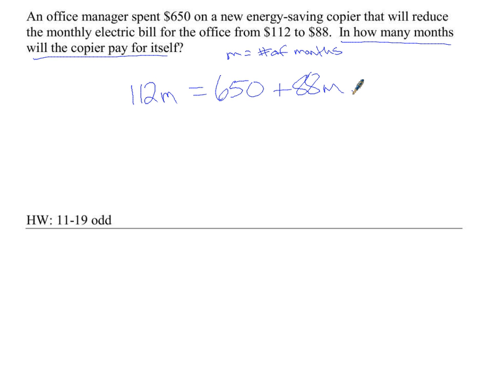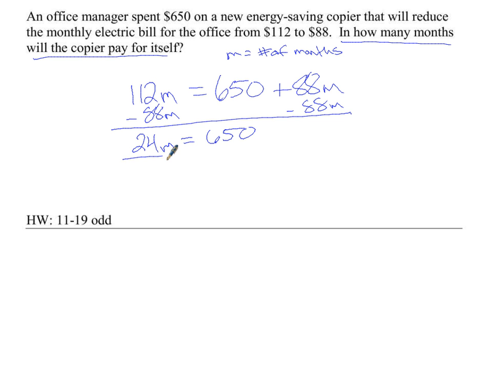What should we do? Yep, subtract the 88M from both sides. We want to get the variable terms all on one side, and that's what we're doing right now. Then the constant term, the number term, will be on the other side. So what is 112 minus 88? 24? Okay. So that's a positive 24M equals $650.